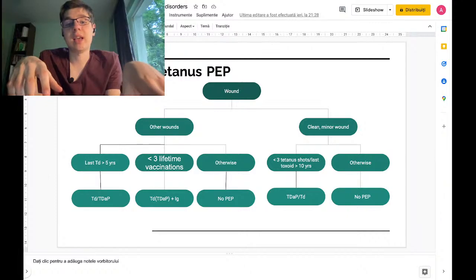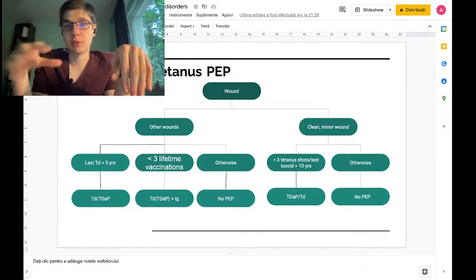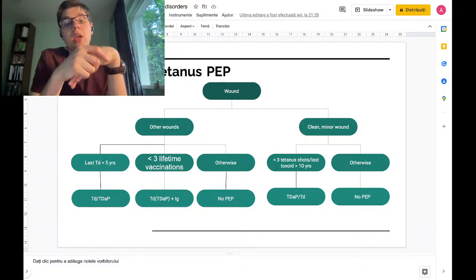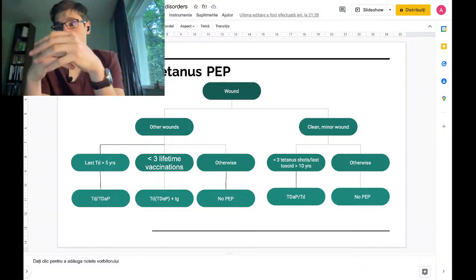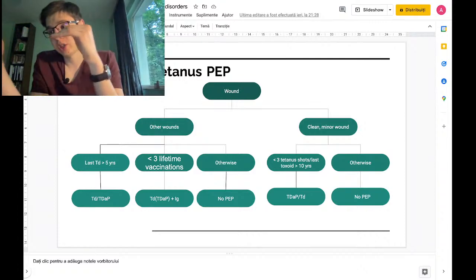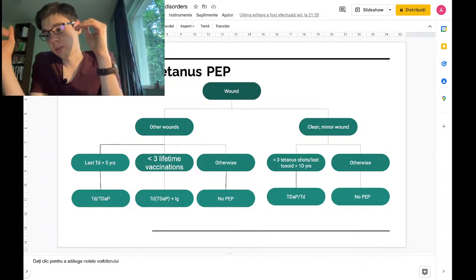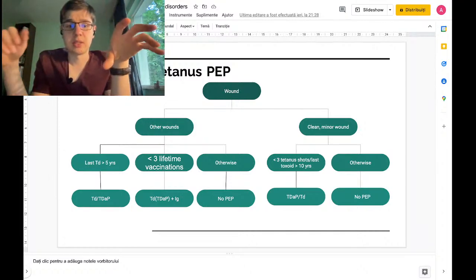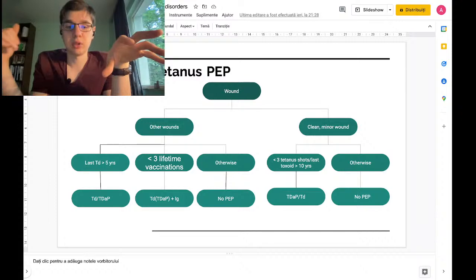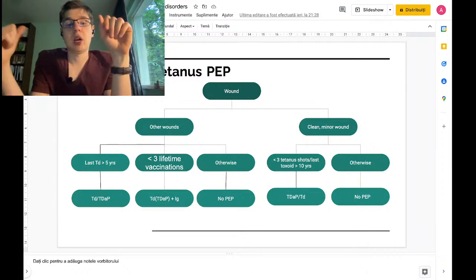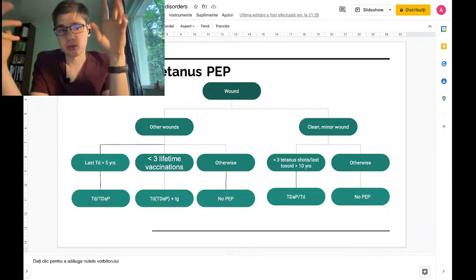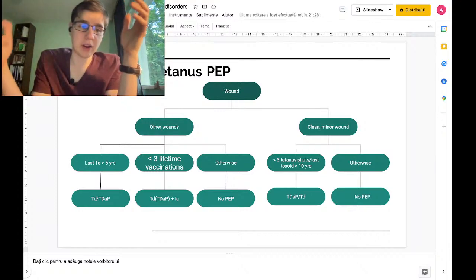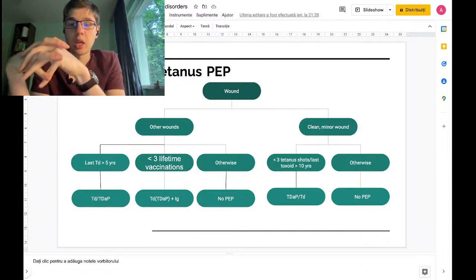We exclude that he has less than 3 lifetime vaccinations because we were told that he already had those vaccinations. And also we know from the vaccination schedule that they are given by adolescents, all of them. So we cannot give Td plus immunoglobulin. And otherwise we give no post-exposure prophylaxis, for example, if the patient has less than 5 years from the last Td.